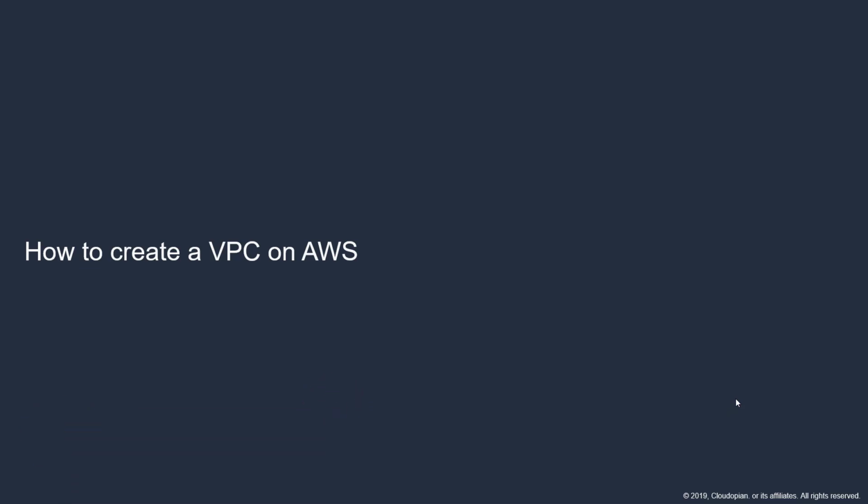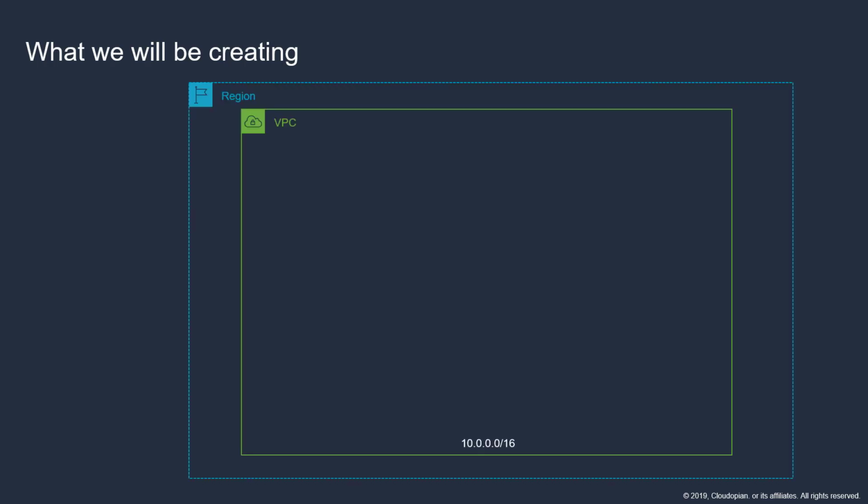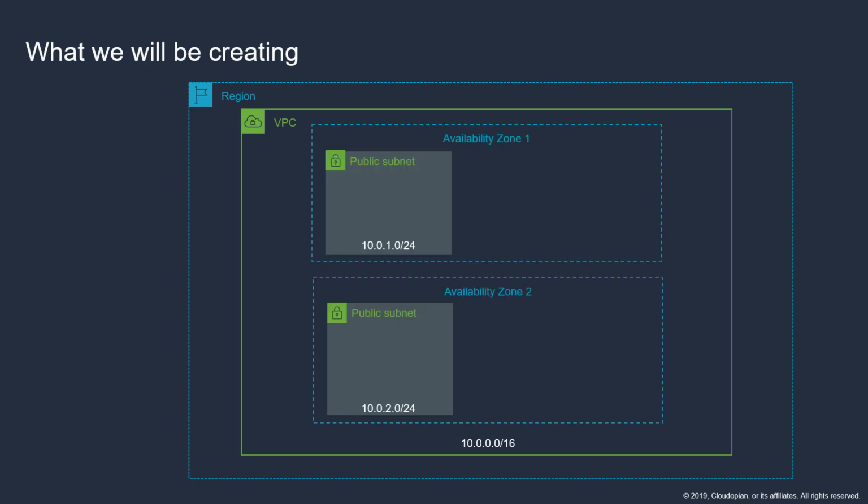So what are we going to create today? We are going to create a simple VPC with the CIDR block 10.0.0.0/16 in an AWS region. And in two availability zones, we are going to create two public subnets with the given CIDR blocks, and then two private subnets with the given CIDR blocks.